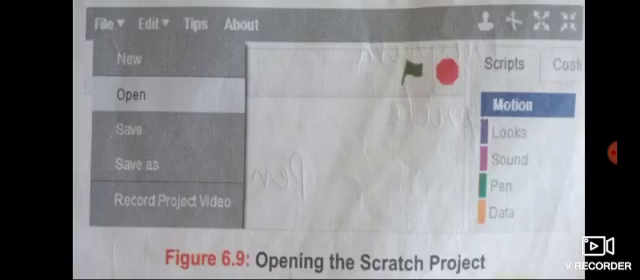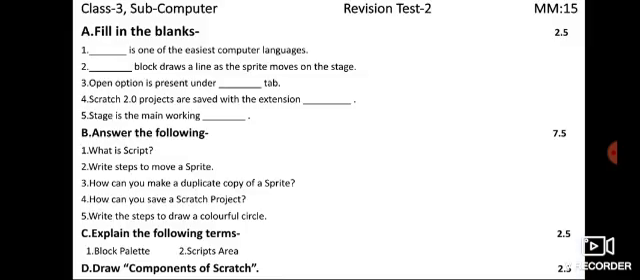Now how can you open a saved project in the future? To open a saved project, we have to follow these steps. Click on the File tab or menu, you can say, and choose the Open option from the drop down list. Got it? Then the Open Project dialog box will appear. Select the project you want to open. Click on the Open button. The selected project opens in the Scratch window.